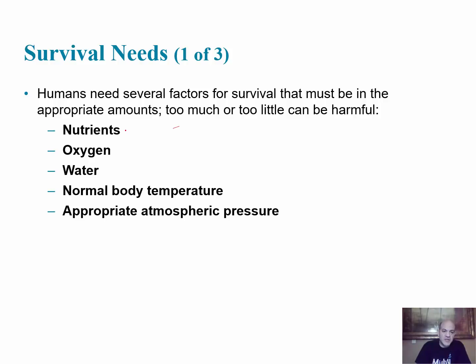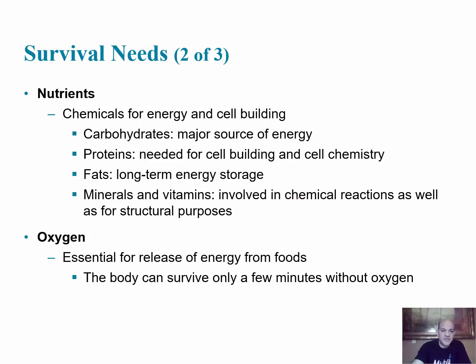Humans need nutrients, oxygen, and water to survive. They need to maintain a normal body temperature, and they need to be in a normal, or appropriate, I should say, atmospheric pressure. So let's look at these individually. For nutrients, what are nutrients? These are chemicals for energy and for cell building. They include carbohydrates, proteins, fats, and minerals and vitamins.